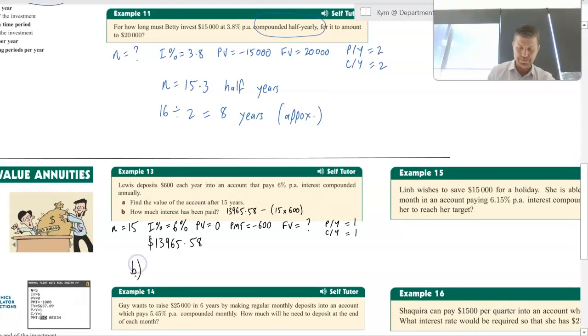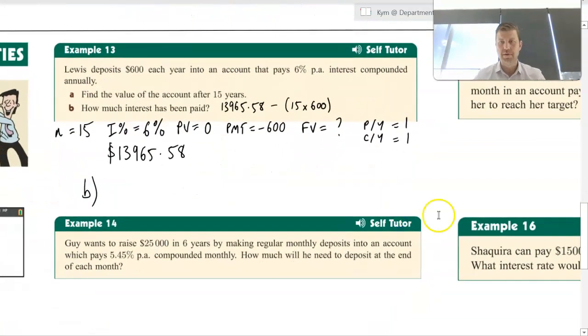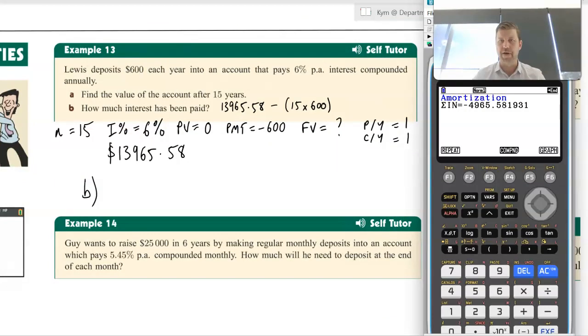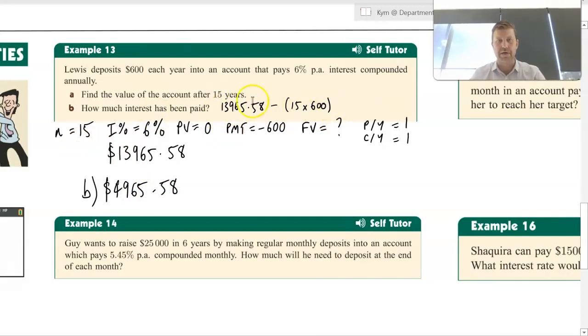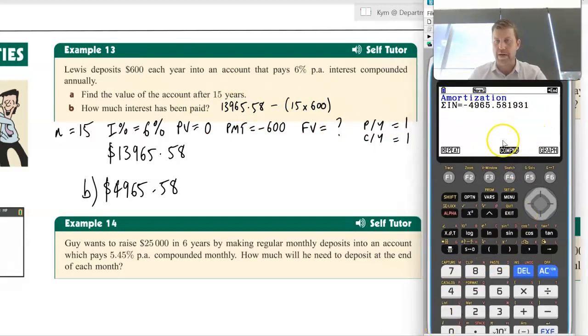Sorry guys, I'll zoom back in there a bit. Let's get that up here. So 4,965.58, which would give you the same answer here as well if you'd done that calculation, right? So it's a good idea to understand how to use that amortization function within your calculator. It can save you a little bit of time when these calculations get more complex, or a little bit longer.